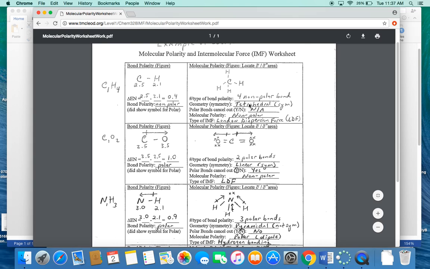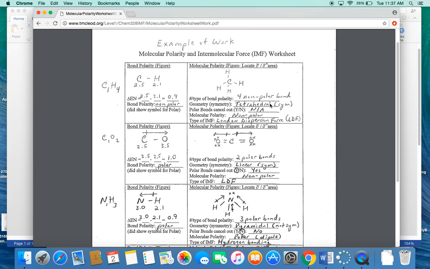The geometry is tetrahedral. In parentheses, you tell me if that geometry is symmetrical or not, so you'd write not sym or sym. That's a symmetrical molecule. Next question: do the polar bonds cancel out? You circle Y for yes if they cancel out, and you circle N for no if they don't. And the line is, for this application, NA, because there are no polar bonds. You write NA. That's usually the only time you write anything on the line.